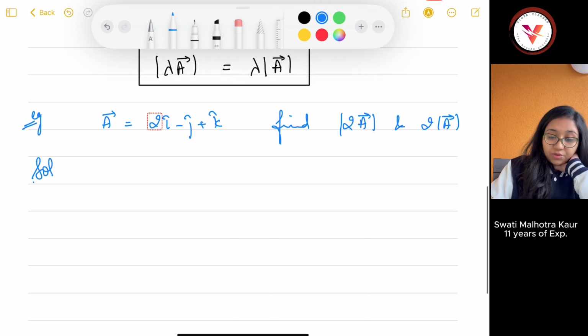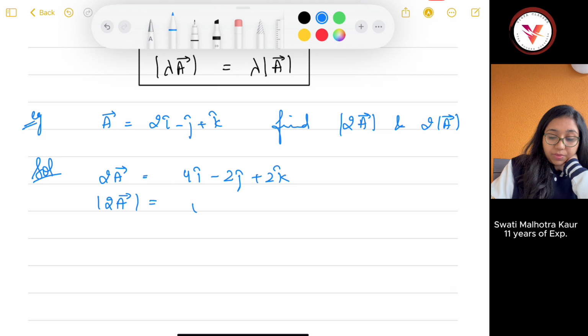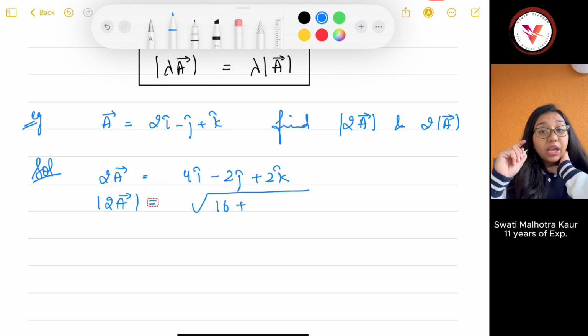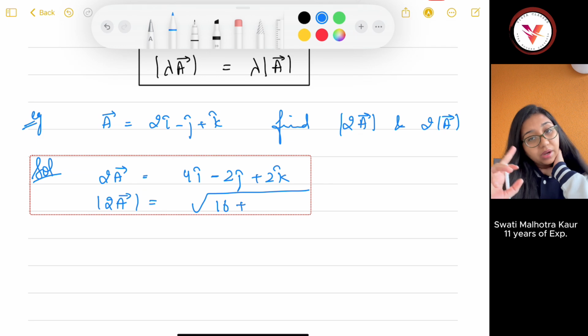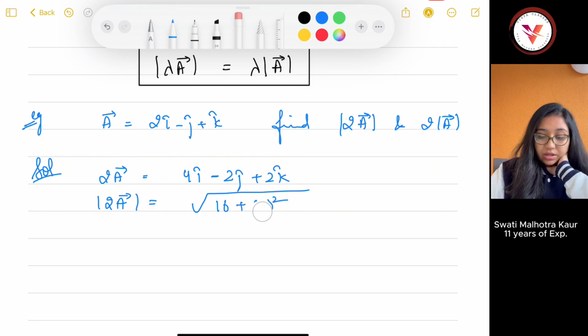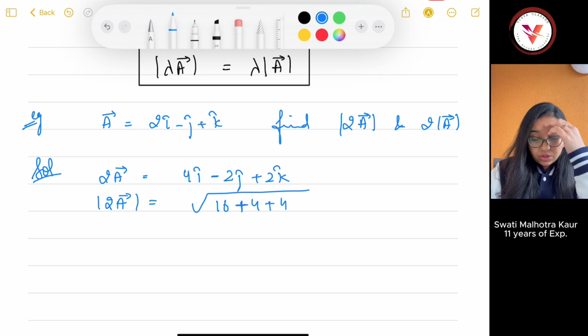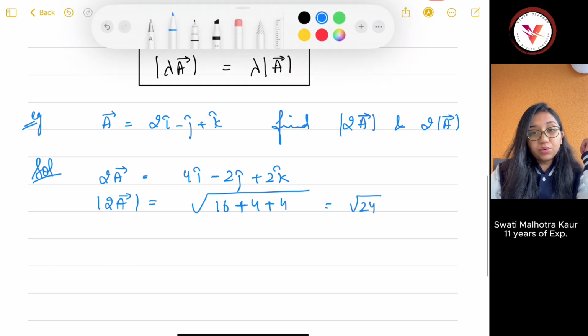So first you have to multiply 2 with each component of the vector, that is 2 times 4i cap minus 2j cap plus 2k cap, and then get its magnitude. So it would be 4 squared is 16, plus, always use the sign in the square, like minus 2 squared, so eventually you get a positive outside. So it's 2 squared is 4 plus 4. So this gives you 4 plus 16 plus 4, that is root of 24.